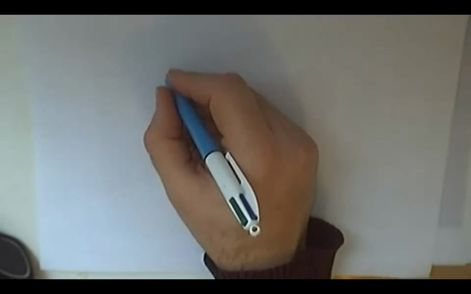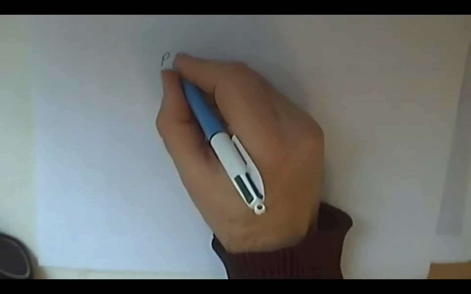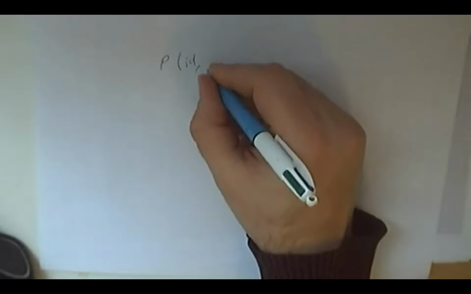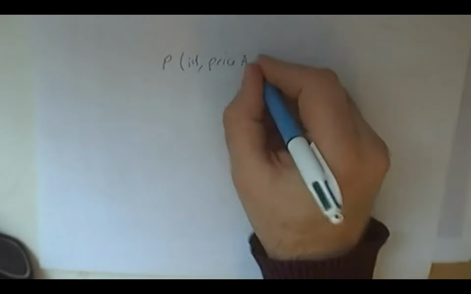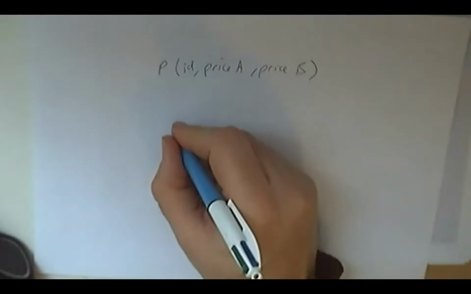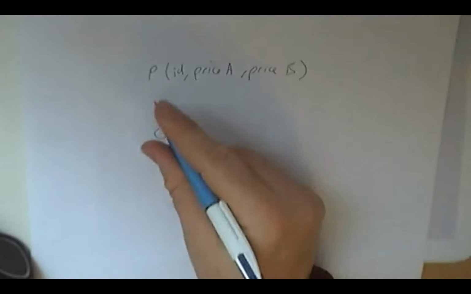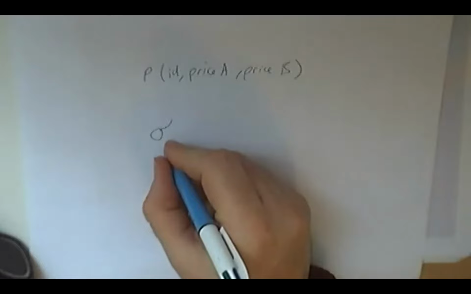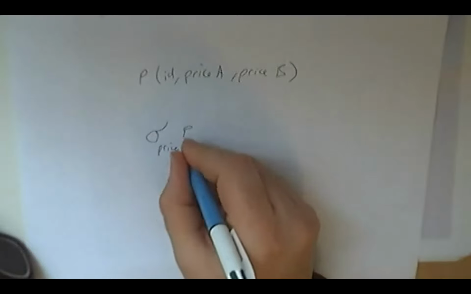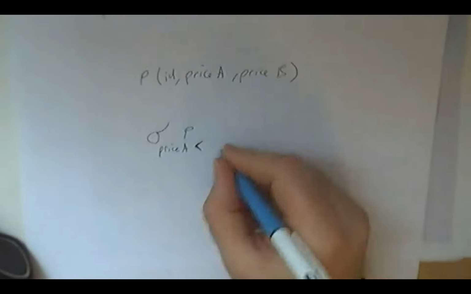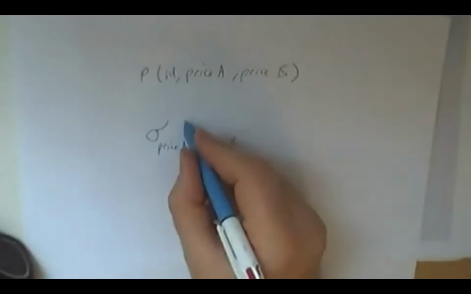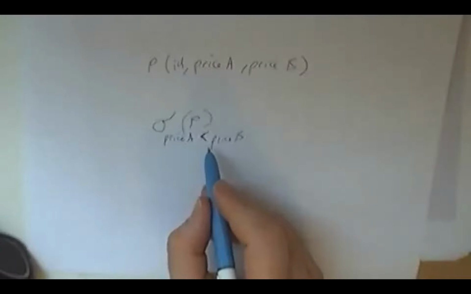if I have, let's say, a product with the ID and the price A, and price B, I can certainly do the following. I can basically say, give me a select over P where price A is less than price B. So some of these built-in arithmetic comparisons, equal.